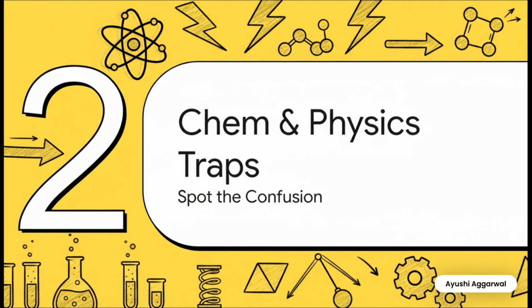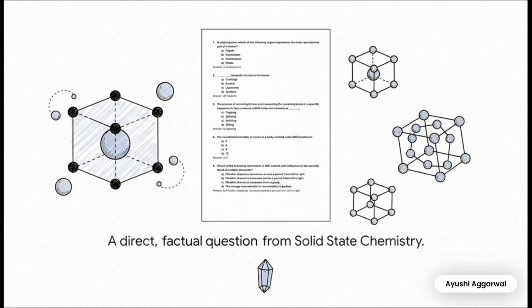Fantastic job with biology. Now let's switch gears. We're heading into the world of chemistry and physics, where knowing your facts is absolutely crucial. Okay, here's question number 4. The coordination number of atoms in a body-centered cubic, BCC, lattice is. This is a direct, factual question from solid-state chemistry.